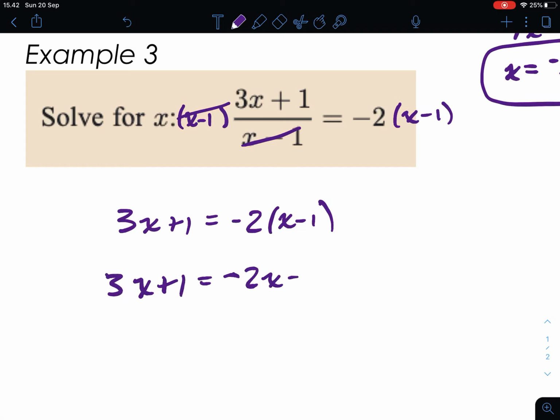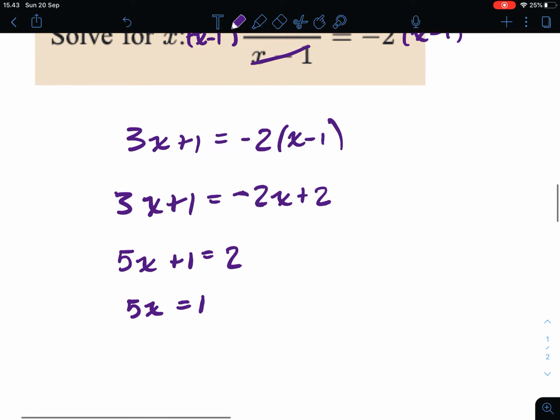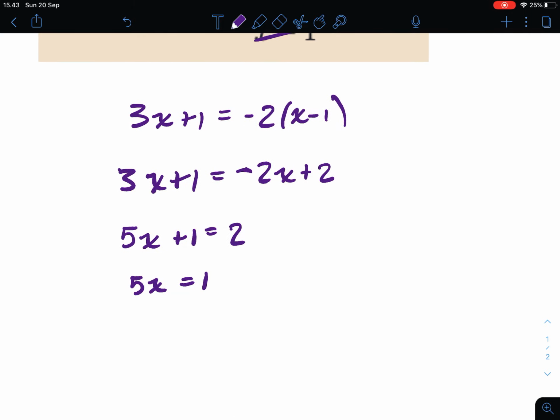So now I have 3x plus 1 equals negative 2x plus 2. Gather all the x's on one side, so add 2x to both sides, so 5x plus 1 equals 2. Subtract 1 from both sides to isolate the x, 5x equals 1. Divide by 5, x equals 1 over 5, or 0.2.